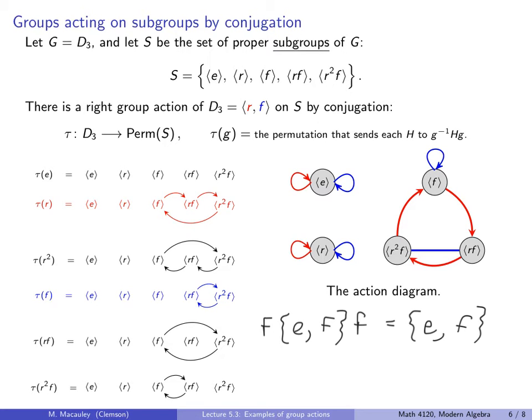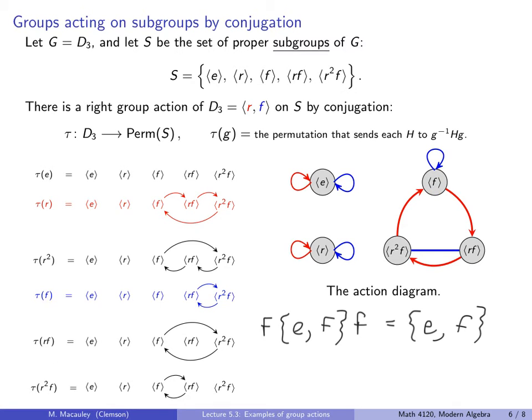And the other two reflections are similar. Pressing the rf button swaps these two subgroups, but fixes this one. And pressing the r squared f button is going to swap these two subgroups, but it fixes the one generated by itself. On the right is the action diagram. So the identity, or the trivial subgroup, is fixed by everything. It's fixed by r, and it's fixed by f. Same with the subgroup generated by r. That is normal. So if you conjugate it by r or by f, you get back itself. And then the other three subgroups, the non-normal ones, look like this.